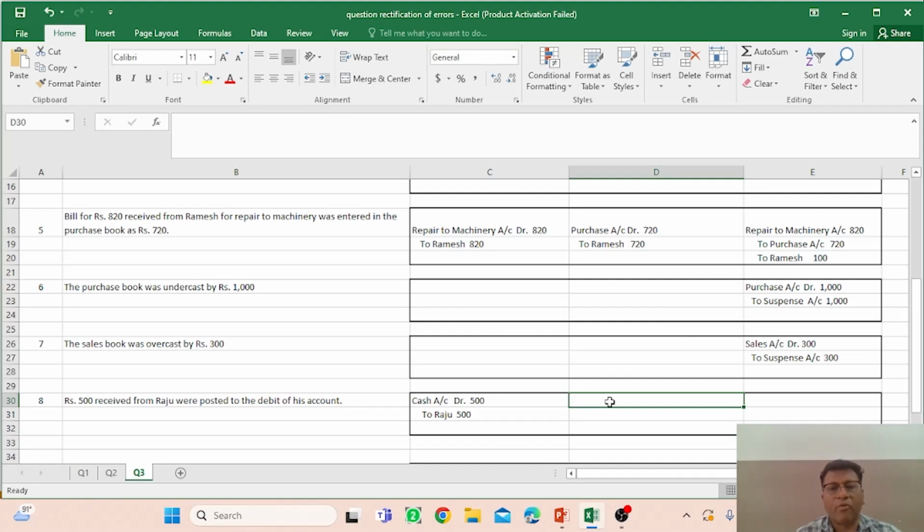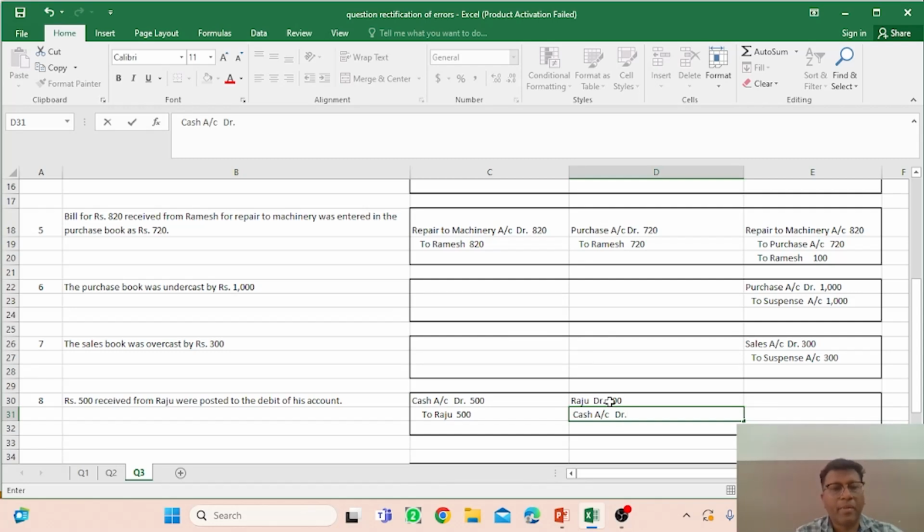Okay, so you have to make this particular entry, that that was the wrong entry. So Raju was posted to the debit of his account. So Raju debit, right, by rupees 500, and the cash account was intact. It means there was no effect on the cash account.